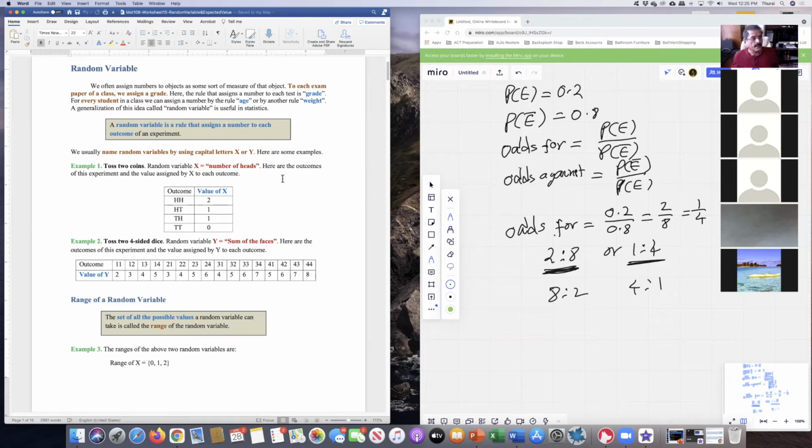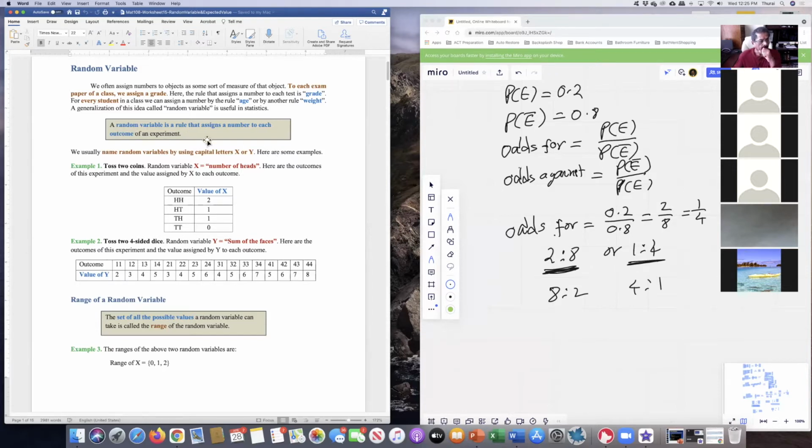All right, so let's understand the random variable. Random variable is foundation for statistics. It's an idea that helps analyze data mathematically. So we need to understand that concept.